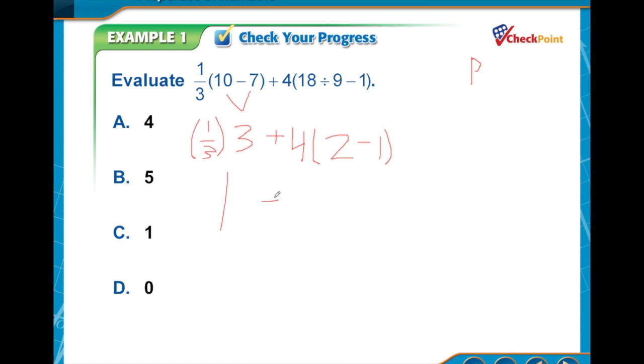Plus, we know that the inside here, we've got 2 minus 1. 2 minus 1 is just going to be 1. And 1 times 4 is 4. So we have 1 plus 4. So we know our final solution here is going to be 5 when we take all things into account. So our final answer should be 5, letter choice B. So let's see that there. After all that work, we get the final answer of B.